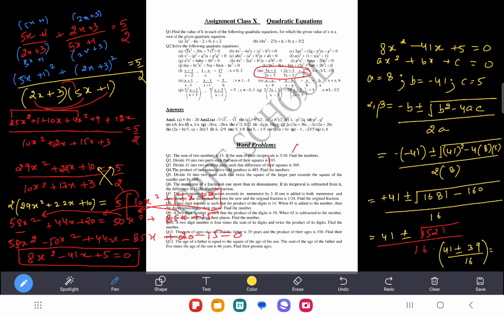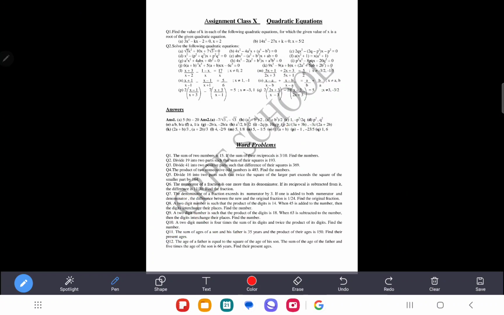Did you understand my point? Okay. So this is how we are supposed to solve the questions. Look at question number N. Oh, that we have done already. Now look at this question, question number P. What is this question all about?